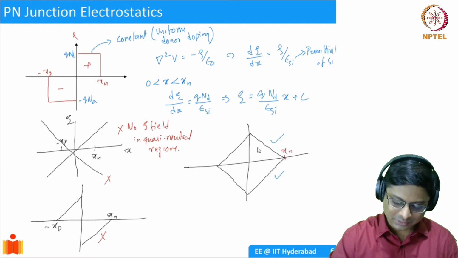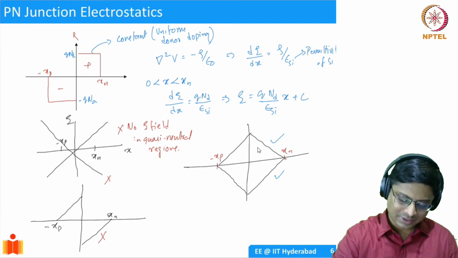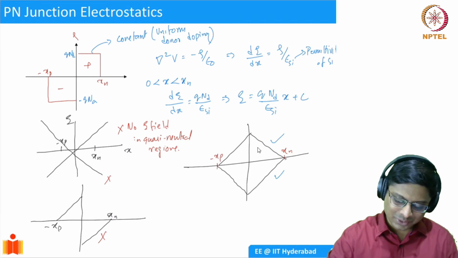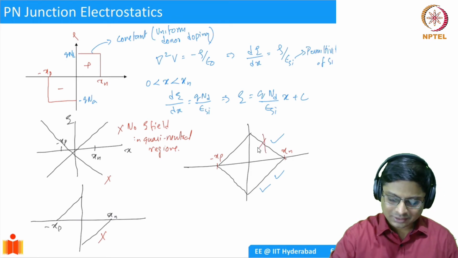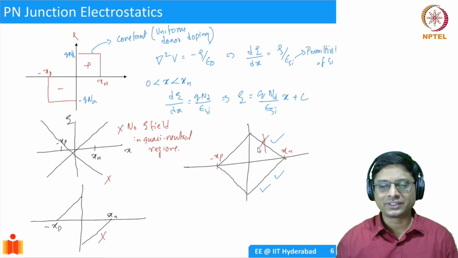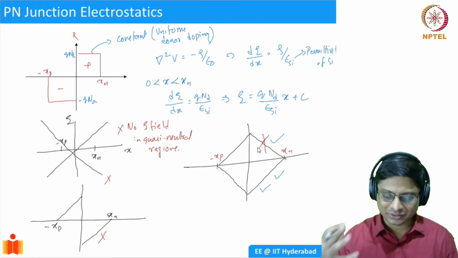Xn, this is minus xp. And the correct answer is the bottom one. I'm telling you the answer. We will show you mathematically. You can always get lost in the mathematics, okay? But physics cannot be wrong, right? Finally, mathematics has to agree with the physical or qualitative picture, the qualitative understanding.